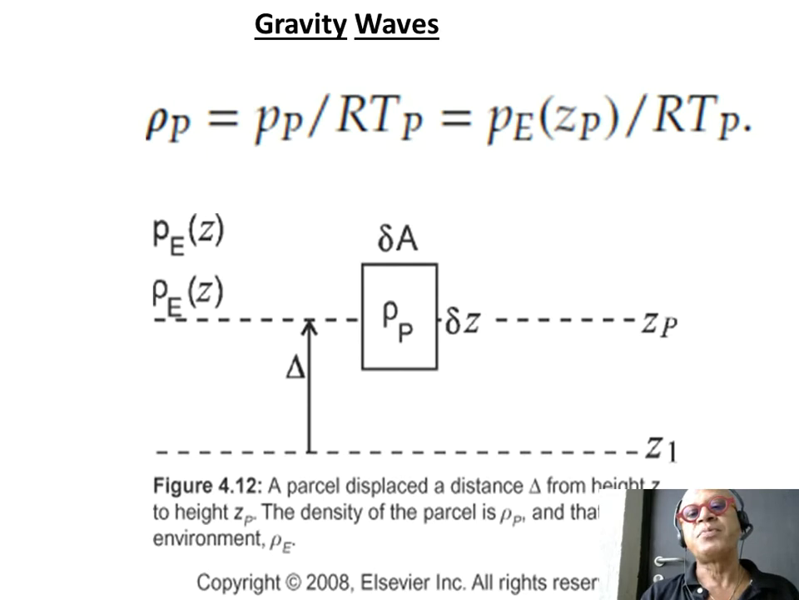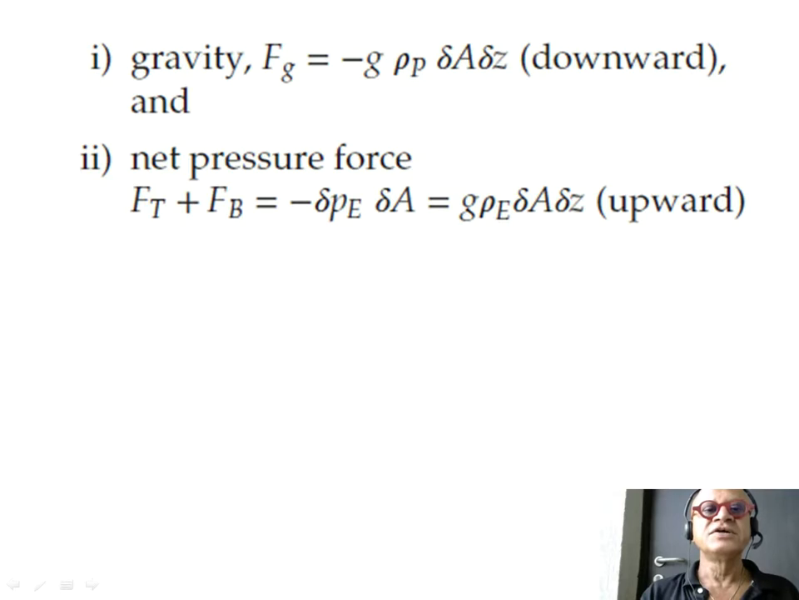So pressure of the environment at Zp divided by R Tp. No big trick there. So let's do the force balance again. The gravitational pull on the parcel is minus g rho p times delta A times delta Z, that's the mass of the parcel times g. So delta A delta Z is the volume, rho p is the density, and g is, so minus g m, that's the gravitational pull.